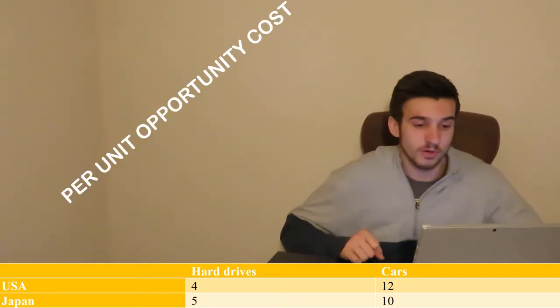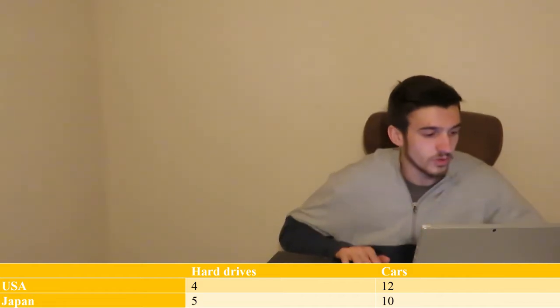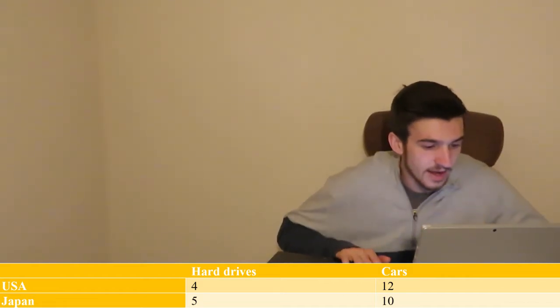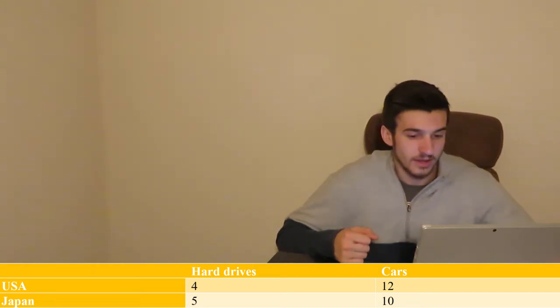We're going to see how specialization and trade can allow countries to consume outside of the production possibilities curve. So our next steps are going to be to create a chart. This is going to help us determine something called per unit opportunity cost. All we have to do is put our countries on the side, so USA and Japan on our side, and then our good or service is going to be at the top. So we're going to have computer hard drives and cars up at the top. Then we plug in our numbers.